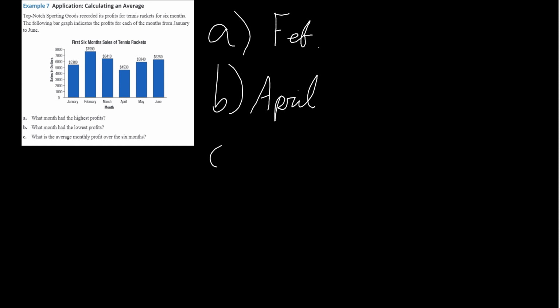And what is the average monthly profit over the 6 months? So these are all in the thousands. I'm not going to write it out this time. Instead, here's what I'm going to do. All right, so it wants to know the average monthly profit. So if you recall from the previous example, what I need to do is add up all of these numbers, and then divide by 1, 2, 3, 4, 5, 6. So I'm going to add up all those numbers and divide by 6. Give me a second.